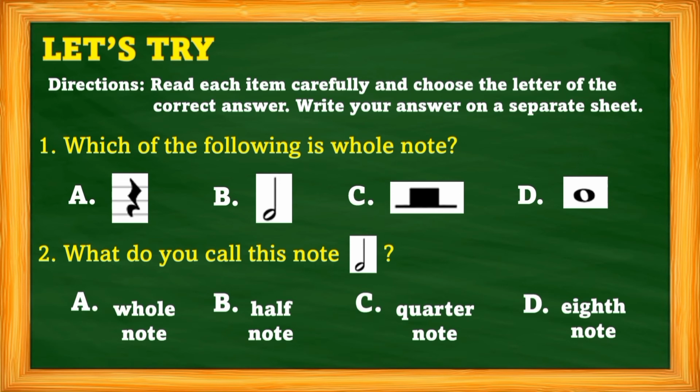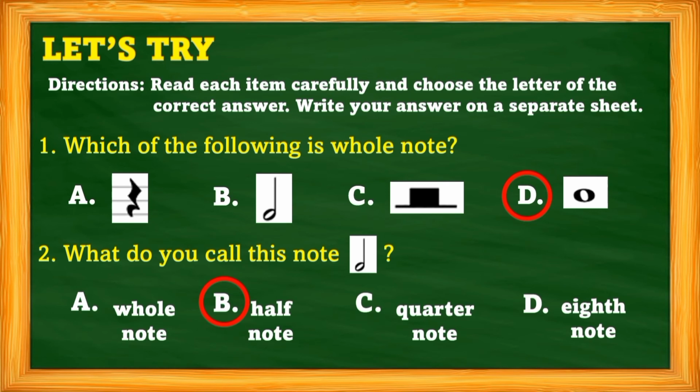And now, let's try to answer this one to see if your answers are correct. Number 1. Which of the following is whole note? Very good. The answer is letter D. In number 2, what do you call this note? A. Whole note, B. Half note, C. Quarter note, or letter D. Eighth note. Very good. The answer is letter B.